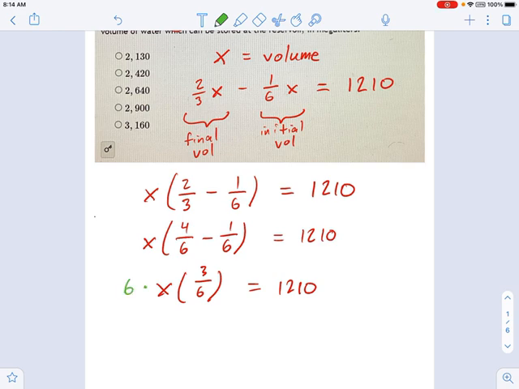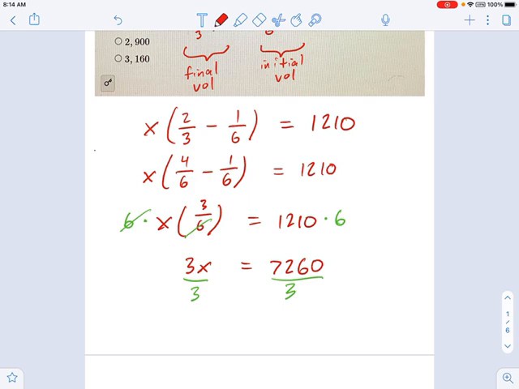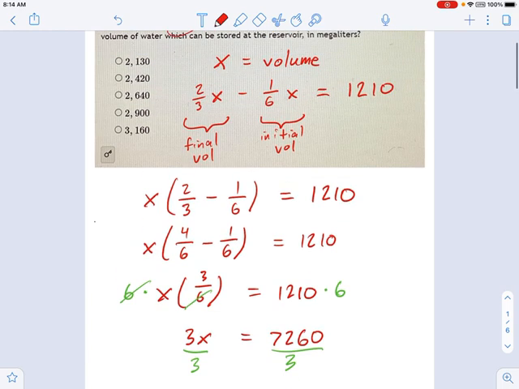I'm going to multiply each side by 6. Okay, those 6's cross out on the left. And that's going to give me, let's see what we get, 3x equals, oh boy, hold on, 6 times 1,210, let me make sure I get these right, 7,260 megaliters. Now, last step, I want x by itself, so I try to isolate it by dividing each side by 3. Okay, 7,260 divided by 3. So that means x equals 2,420 megaliters of water. Maximum capacity for this reservoir.